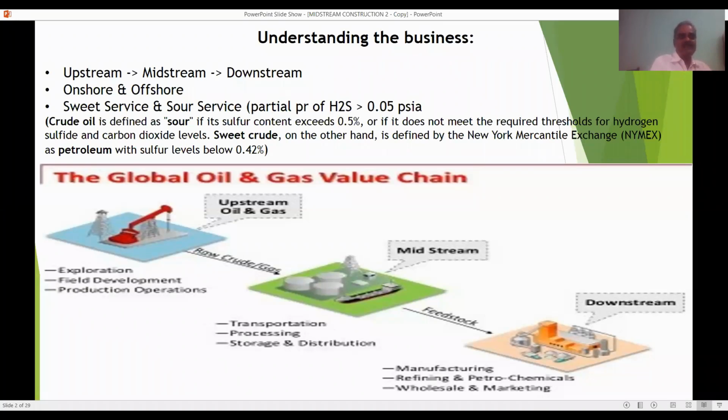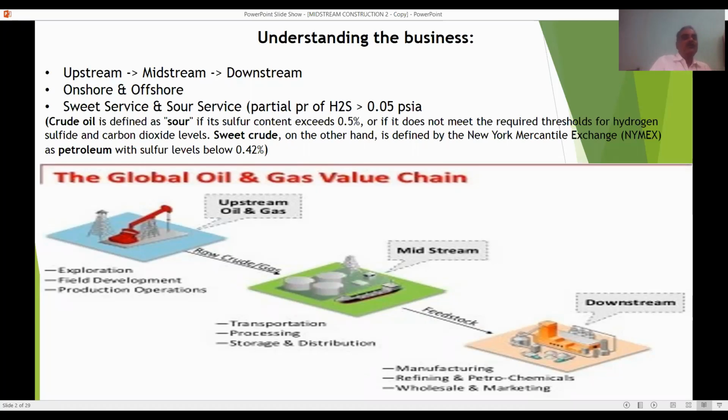we should ensure which service it is, either sour service or sweet service, because the cost is higher for sour service. If it is sweet service, it is less cost. There is a small formula for sweet and sour service. A partial pressure of H2S greater than 0.05 psi is called sour service. In other words, crude oil is defined as sour if its sulfur content exceeds 0.05%, or if it does not meet the required threshold for hydrogen sulfide and carbon dioxide levels. Sweet crude, on the other hand, is defined by the New York Mercantile Exchange as petroleum with sulfur levels below 0.42%. That is the difference in measurement between sour service and sweet service.